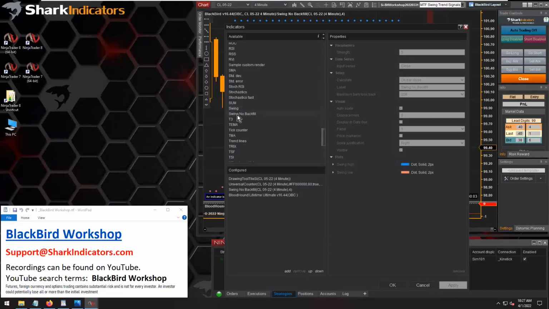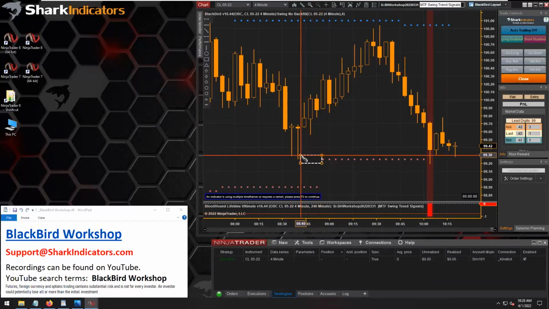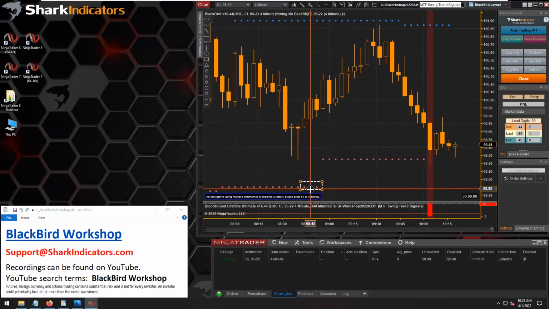So we're using this modified version of the swing indicator, right? And it's called no backfill because, as we can actually see, this version doesn't backfill. You can see the dots are missing. It doesn't backfill, and it's not clipping the previous swing's plots. So it's leaving the plots unmodified.